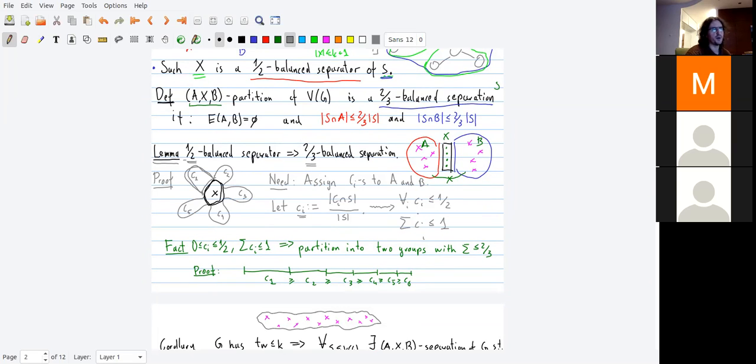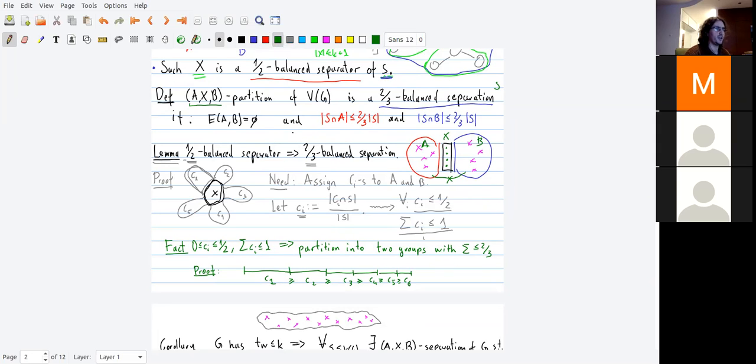So what do we know about the small numbers ci? Well, first of all, they must be at most half. Each of them is at most 1/2, because I had a half balance separator. And second of all, together they add up to at most 1, at most because there might be some vertices of S inside X. So the sum of all the ci's is at most 1.